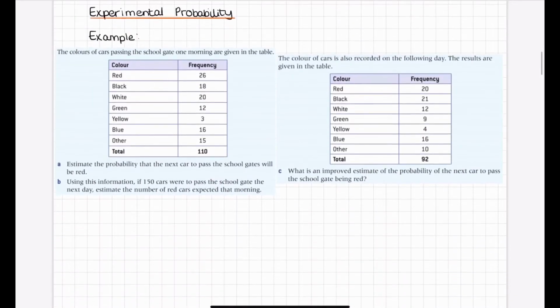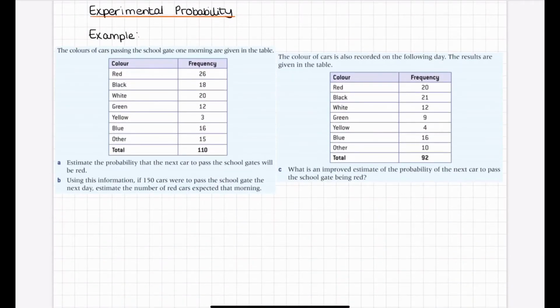So just going to go through an example. This first one, the colours of cars passing the school gate one morning is given in this table. We want to estimate the probability that the next car to pass the school gates will be red. Then use that information if 150 cars were to pass the school gate the next day, and we want to estimate the number of red cars expected that morning. And then the colour of cars is also recorded the following day, and we have the results in that table. Now we want to have an improved estimate of the probability of the next car to pass the school gate being red.